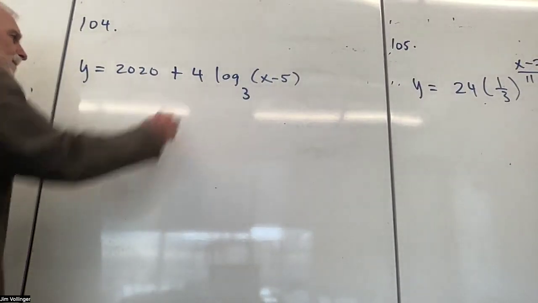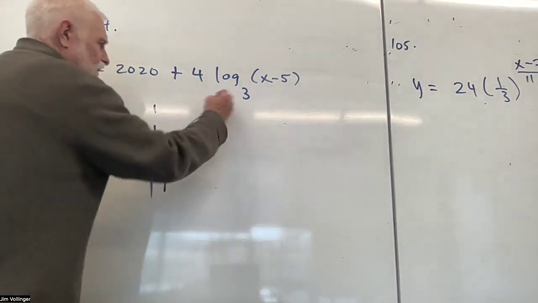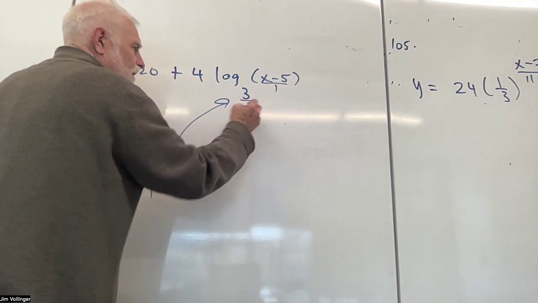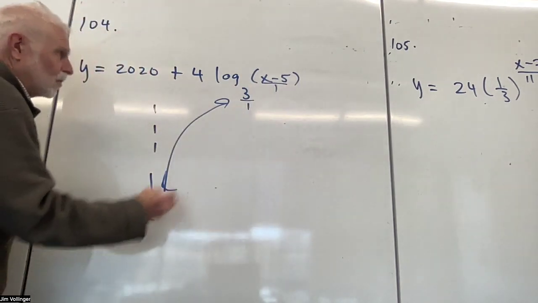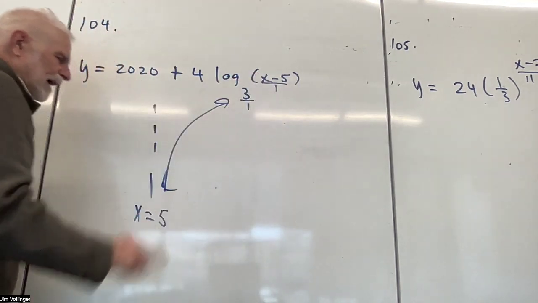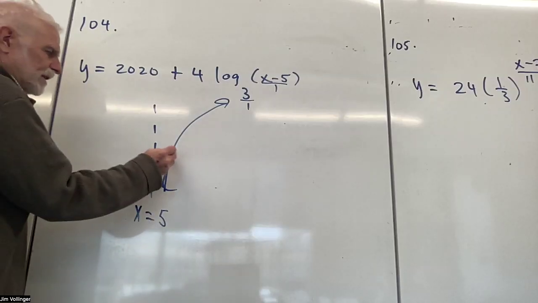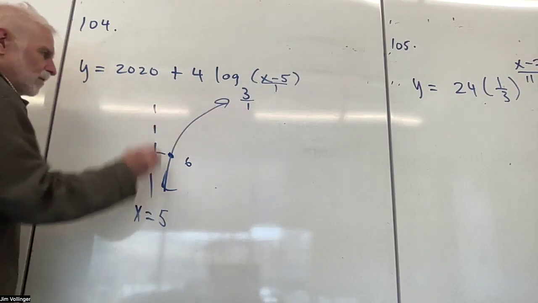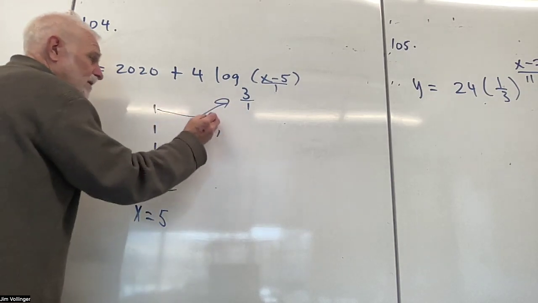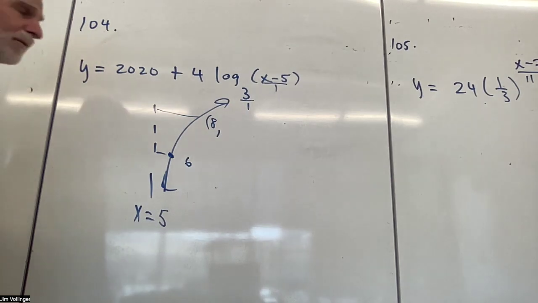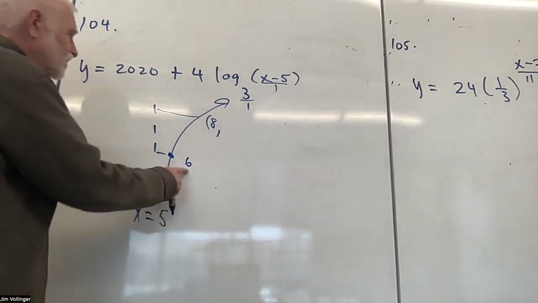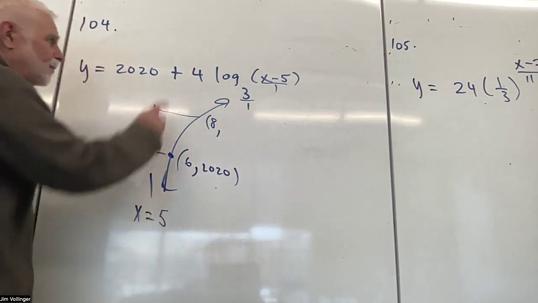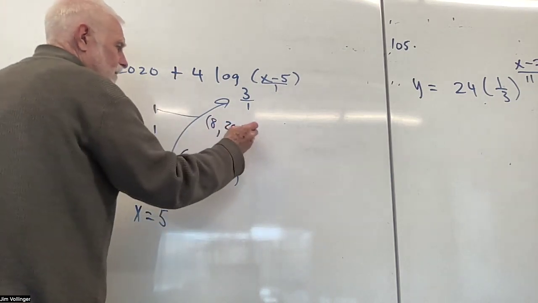All right, so base 3. Let's get 3 points on this. Right now I can see division by 1, division by 1. So if x equals 5, that's where the asymptote of the log is. Then 6 should be a friendly number because that's 1 unit of change, and 3 units of change, 8, because logs have differentials just like exponential functions do. So if I put a 6 in, I'm going to get 2020. We'll do it in a second. If I put 8 in, I'm going to get 2024.